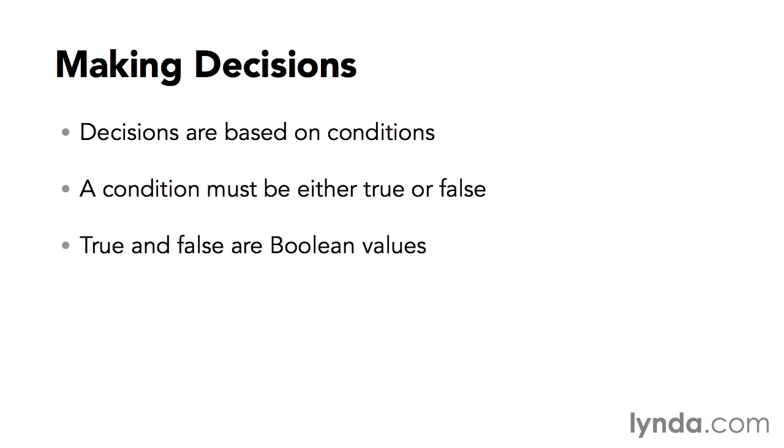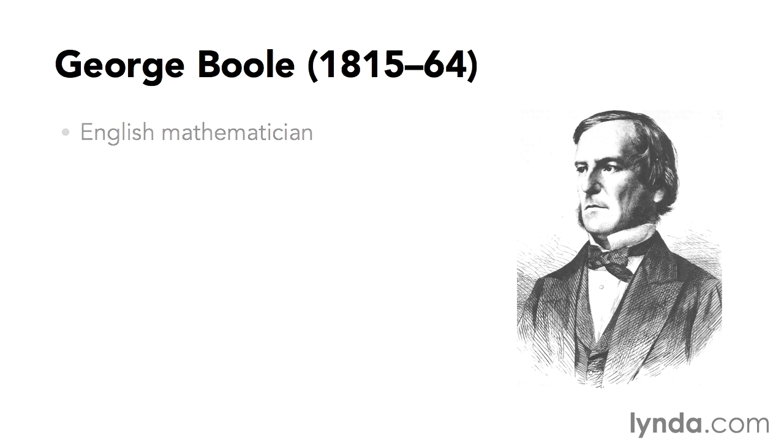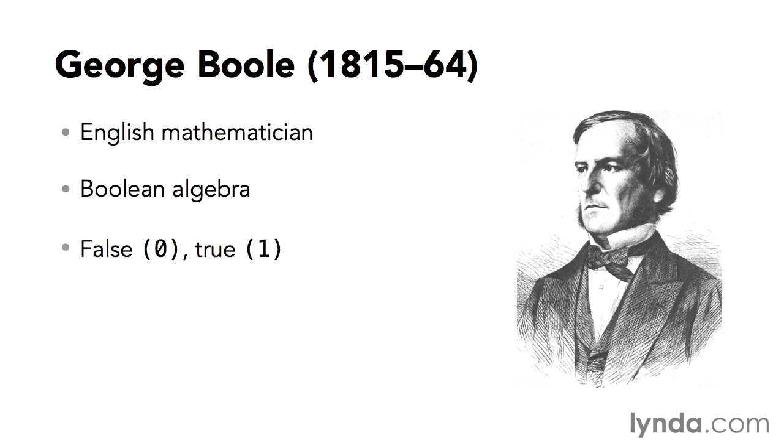In computing terminology, true and false are known as booleans. They're named for George Boole. He was a 19th century English mathematician who developed what's known as Boolean algebra, which uses two values, 0 for false and 1 for true. This laid the foundations for the ones and zeros that underpin modern computer logic.